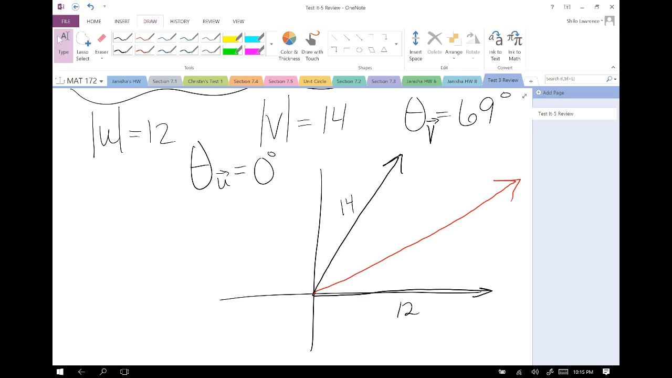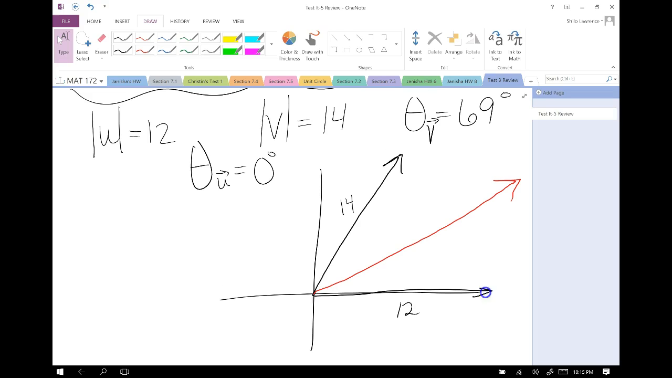So part of them are working together, part of them are working against each other. That's why we break them down into components. The components are pointing in the same directions. And then we can decide what pieces are working together and what pieces are fighting each other. So I'm going to break U into components, I'm going to break V into components, and then we can combine.